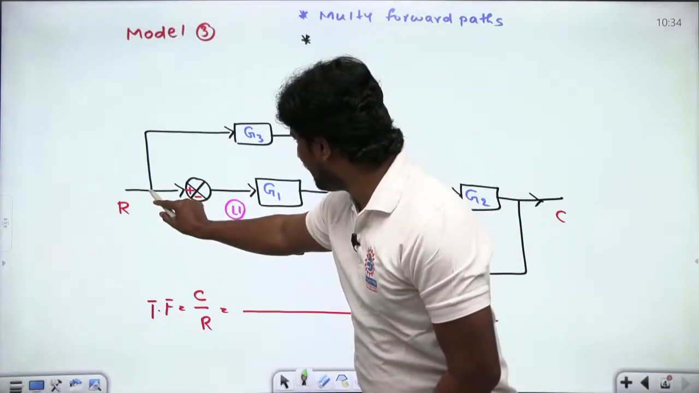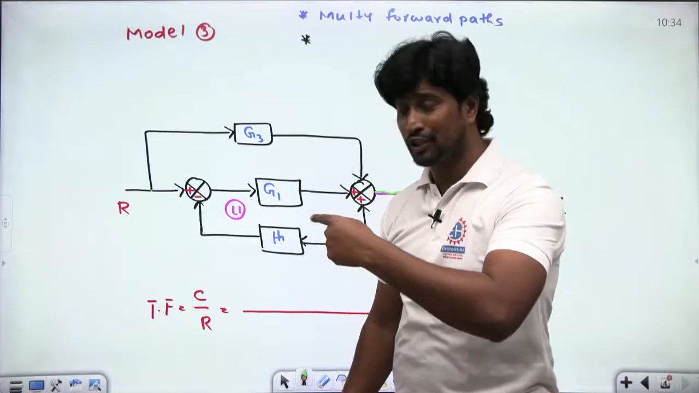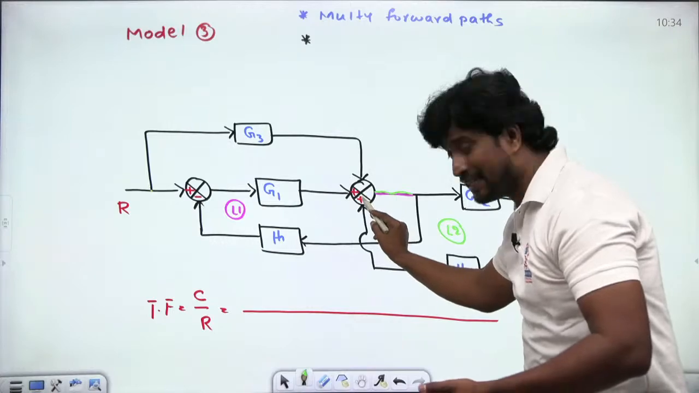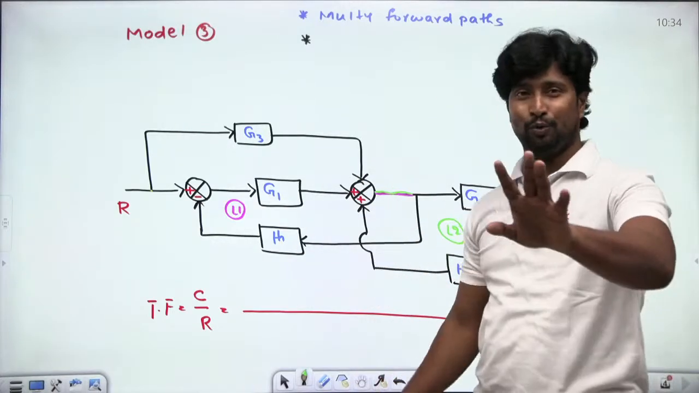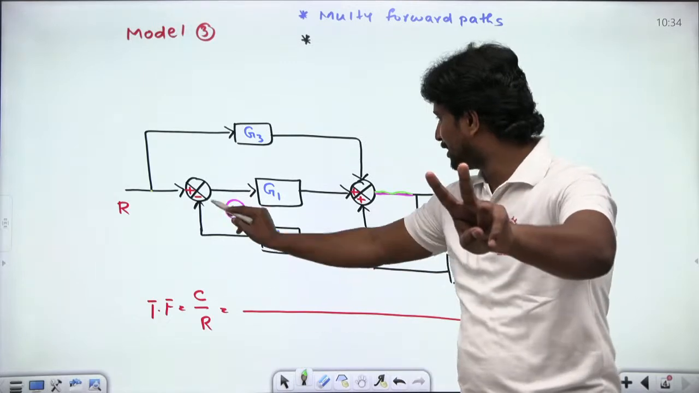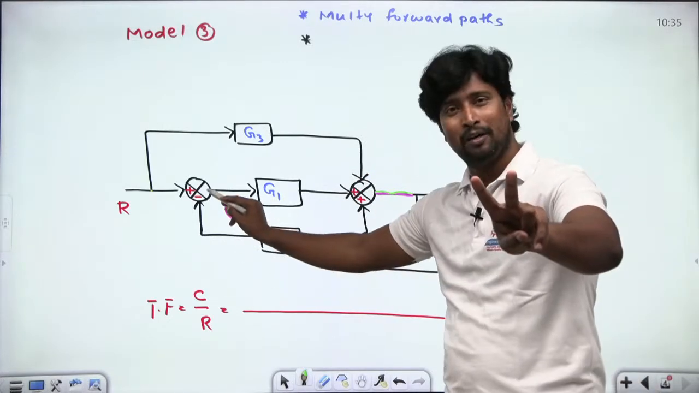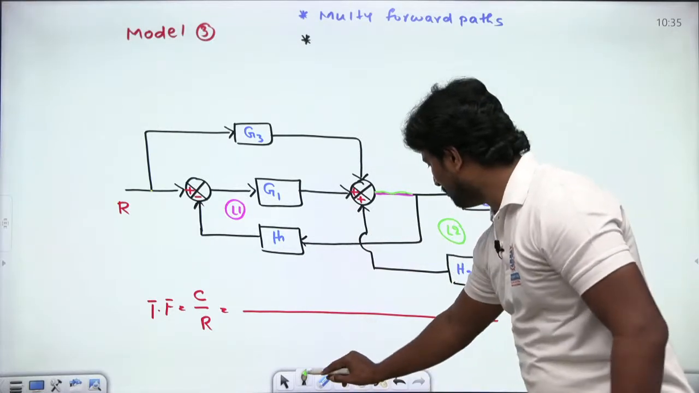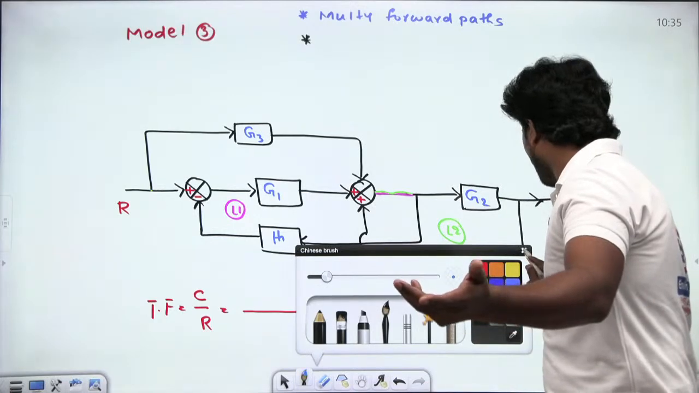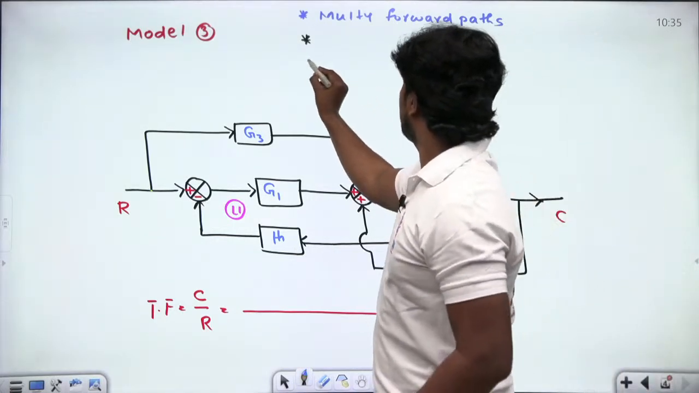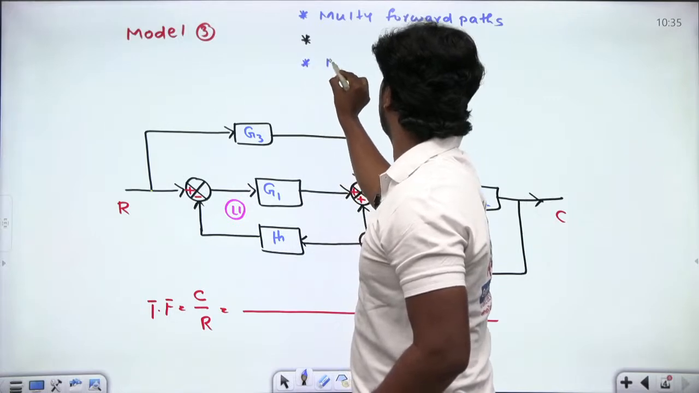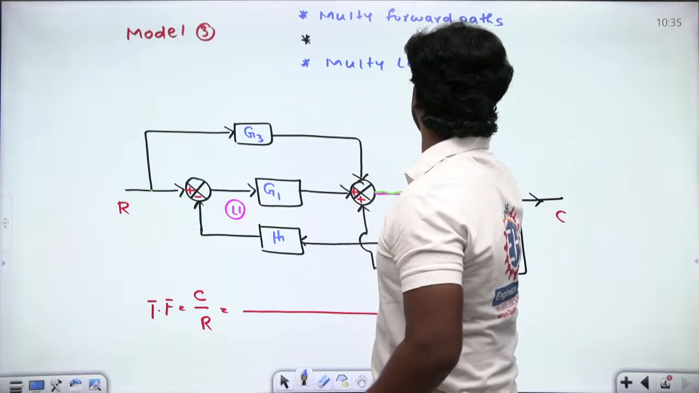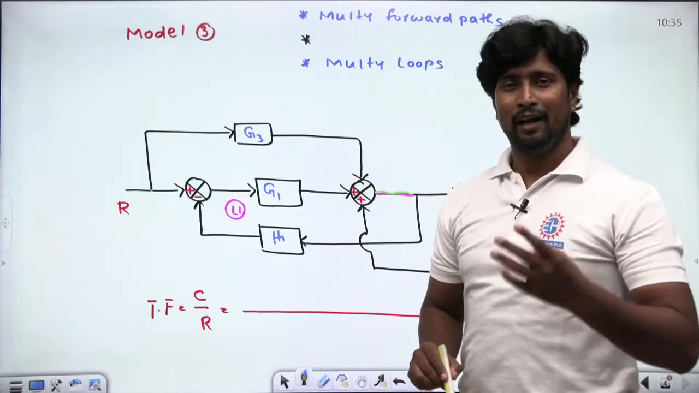Loop means where you are started, need to terminate in the same position. I'm started here, that means I need to terminate in the same position. But what happened here? G3 and G2, H2 is terminating here. That's why G3, G2, H2 is not a loop. We have only two loops. What are the two loops? G1, H1 is one loop, and G2, H2 is one loop. Again, what is the point? Multi-loops. Already you know how to handle the multi-loops, right? Third point is multi-loops. Clear? Right? Last point.